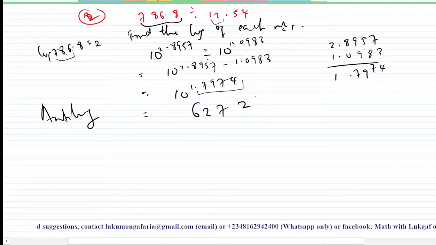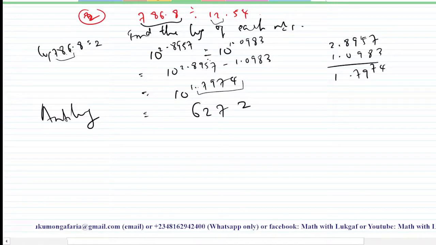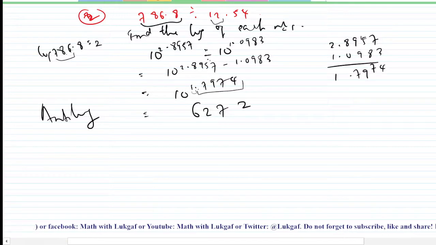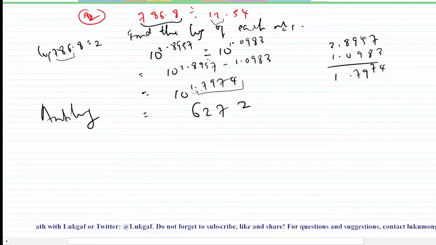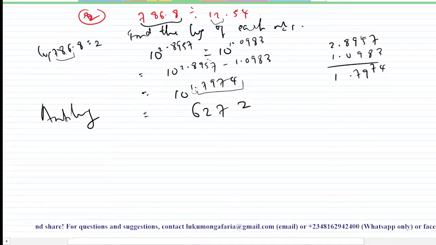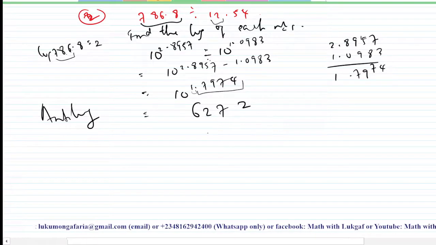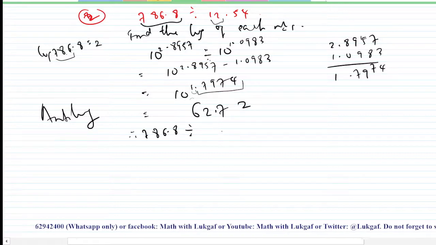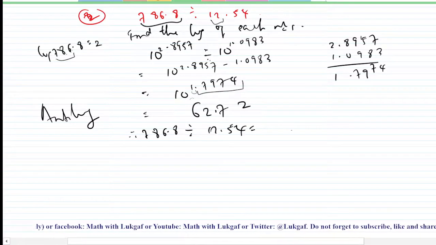6272. You understand now? And I said you are going to use this one to take the decimal point. Before, I had 1 as my characteristics part. It means how many digits did I have before the decimal point? I have 2 digits. So just add 1 to this characteristics part and use it to place the decimal point. This will give me 62.72. You understand now? It means therefore 786.8 divided by 12.54 is equal to 62.72.